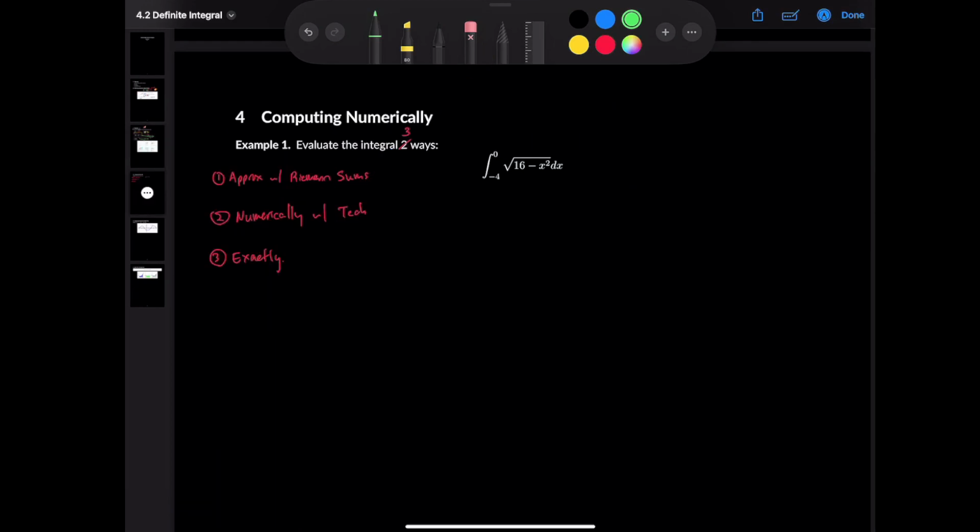All right, so I'm going to do an example most of the way through. I'm actually not going to do absolutely everything here, but we're going to compute this definite integral three ways, just so you kind of see the different perspectives on it. The first is we're going to approximate it with Riemann sums, and we'll say with n equals 4 subdivisions.